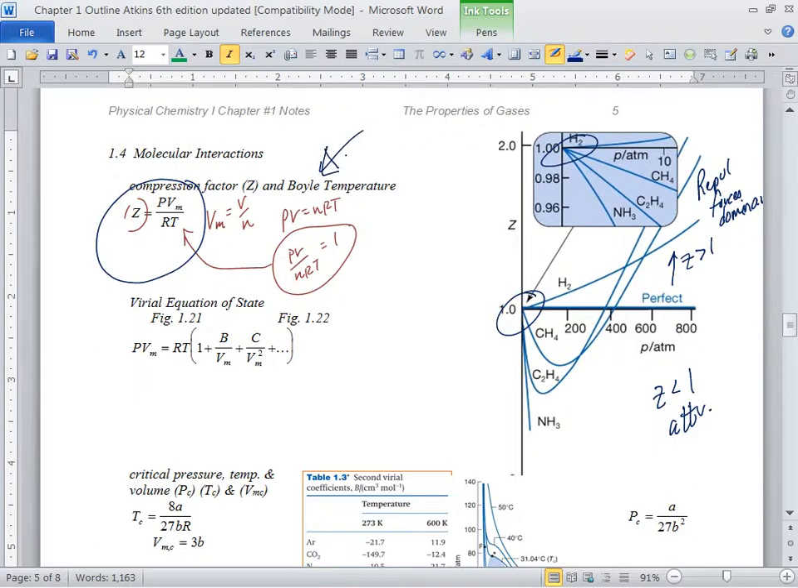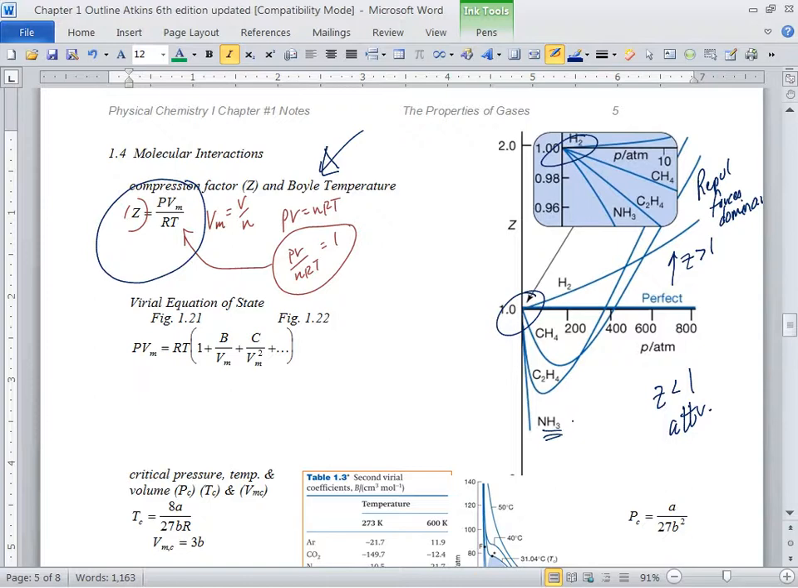NH3 is always less than 1. Ammonia. Yeah, look at that. That's true. That's NH3. Didn't it come out in your plot? Yeah, well, you might have to look at the book too, because it's figure 1.22 in the book. So there's nothing really to memorize there.